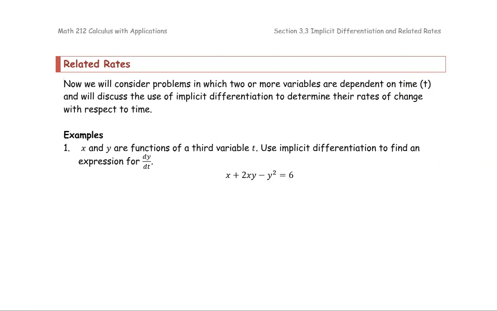Now we are going to look at related rates. Related rates is the use of implicit differentiation to find the rate of change with respect to time. Another way to say it: the problem has two or more variables and both of them depend on the variable time t, and your goal is to find the derivative of the quantity with respect to time t instead of with respect to x or with respect to y.